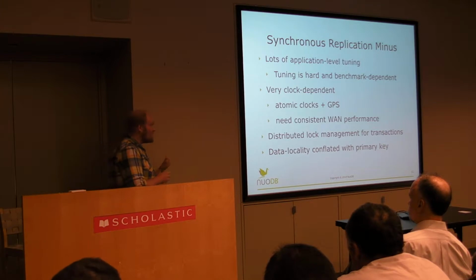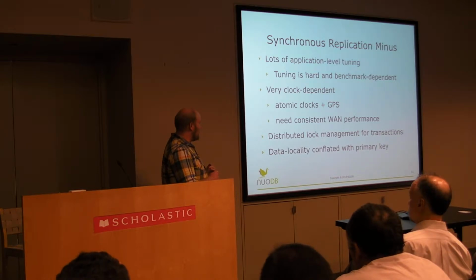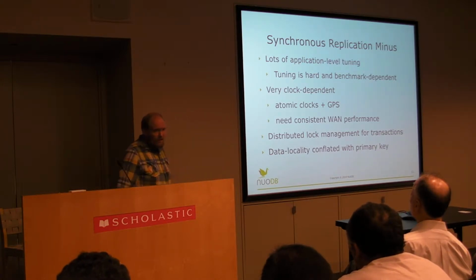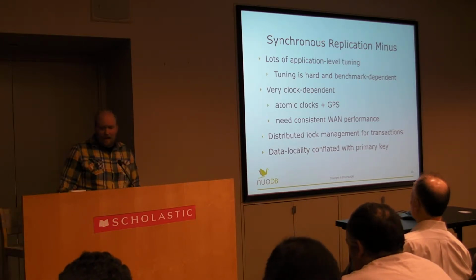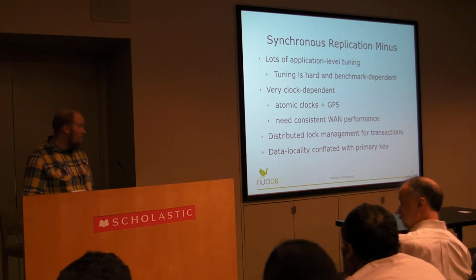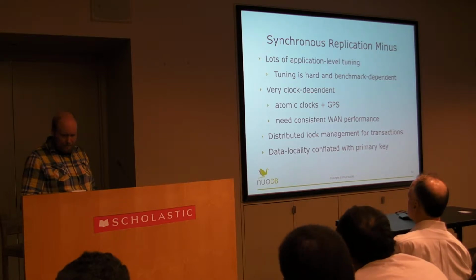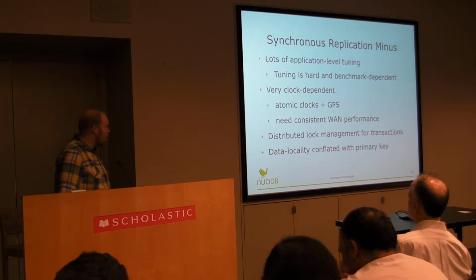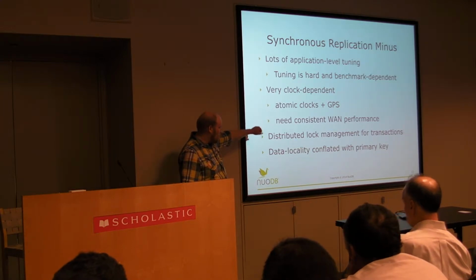And so the chances that I would guess this is very low. So you need to have great benchmarks, and you need to be able to sort of tune this stuff a lot before you deploy it. Another big disadvantage is it's very clock dependent. You need atomic clocks with fancy GPS receivers, and you need really nice high performance WAN connections between these things with very little jitter in order to make sure that your distributed transactions do not suffer. And they do distributed block management for the transactions, which is why LAN jitter causes a huge problem.